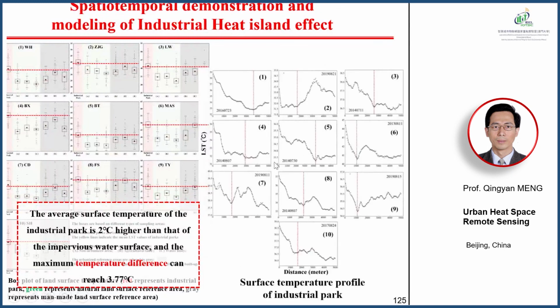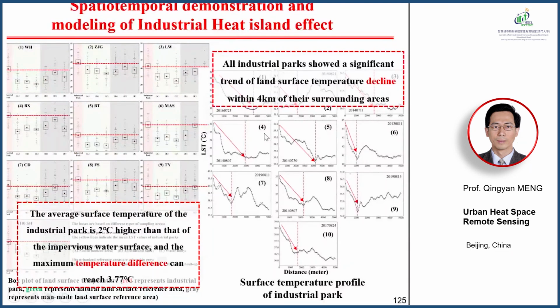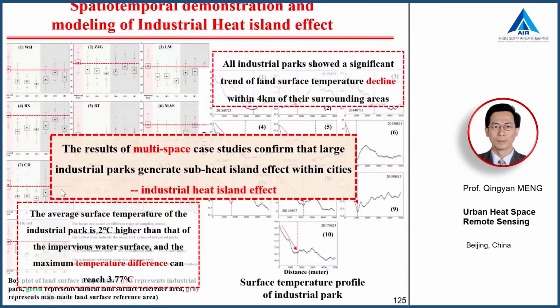The surface temperature profile: all the industrial parks show a significant trend of land surface temperature decline within about 4 kilometers of their surrounding area. The result of the multi-park case study confirms that large industrial parks generate a sub-heat island effect within the cities, which proves the industrial heat island effect.